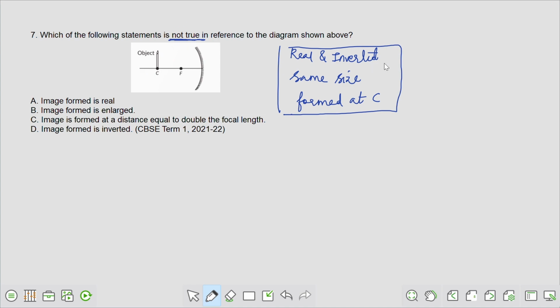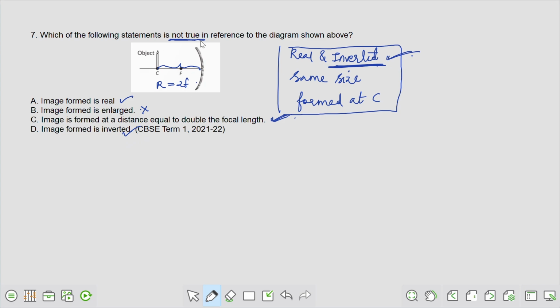So image formed is real, that is true. Now image formed is enlarged, that is false. Image formed at a distance equal to double the focal length. Yeah, that is true, because at C means it is double the focal length, because the relation is R equal to 2f. So this is also true. Now image formed is inverted. Yes, here we are getting inverted. So it is also true.